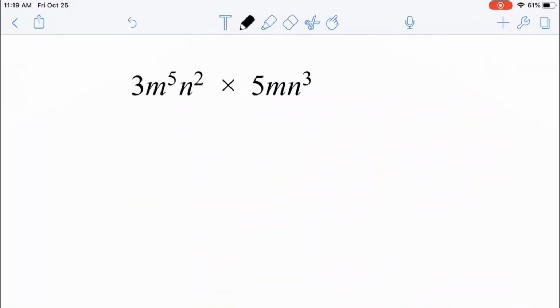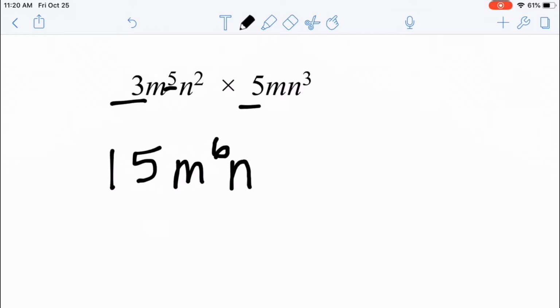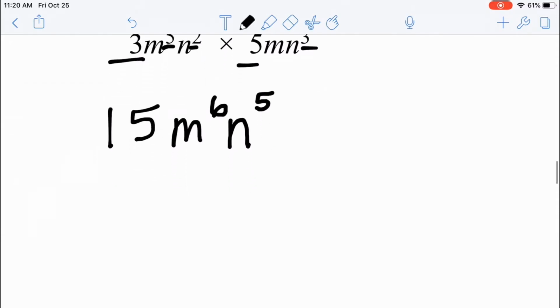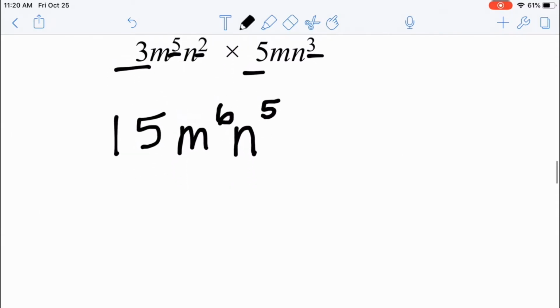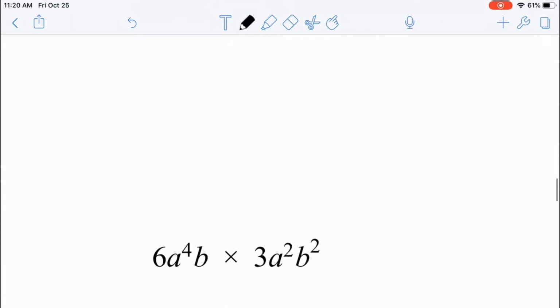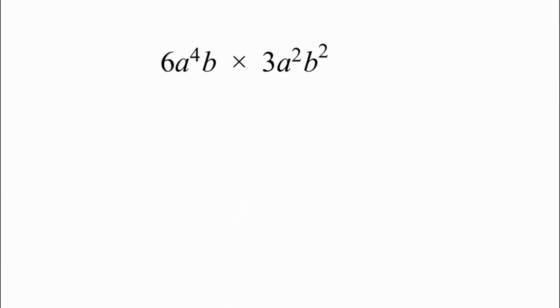Okay, so here we go. 3 times 5, 15. M, we got a 5 and we got a 1, so it's 6. And then N, we got a 2 and we got a 3, so it's 5. There you go. Hope you got it. If not, here is one more. Actually, we have 2 more, but work on this one first. I'll give you a little bit of time.